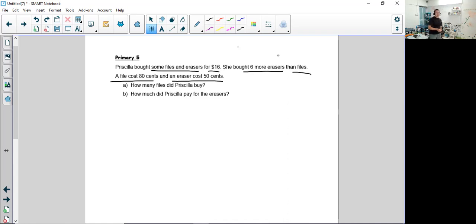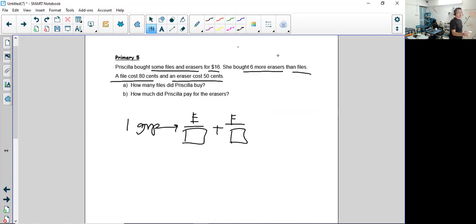But then can I make one group? It's a little hard to make one group, because if you write down one group, there are erasers and there are files. So how are you going to make one group? You have 6 more erasers than files. So it could be 7 and 1, that's one possible combination. It can also be 8 erasers and 2 files, which is also 6 more erasers. It could also be 9 and 3. So there are many combinations, which is not what we want, because when you make one group, you must have one fixed combination. With so many combinations, we can't do grouping, right?